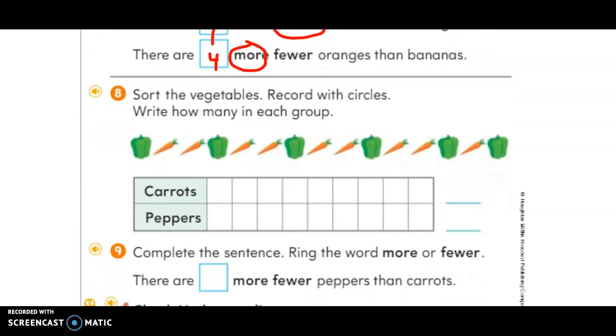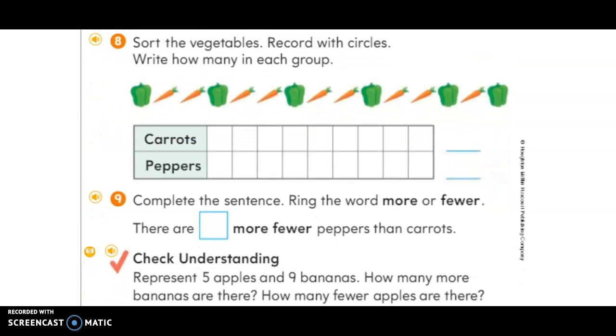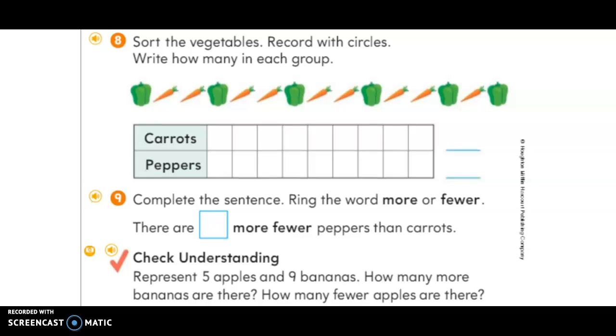All right, I would like for you to try this last one by yourself. Sort the vegetables, record your data with circles. Off to the right here, you're going to write how many are in each group. And complete the sentence by circling more or fewer and putting your number in here, in your unknown box.